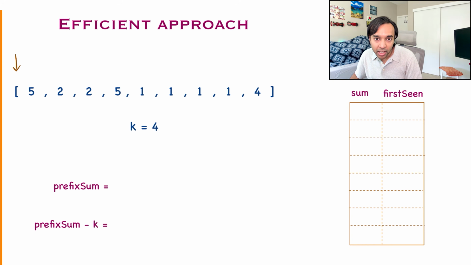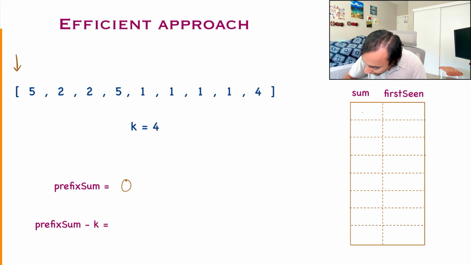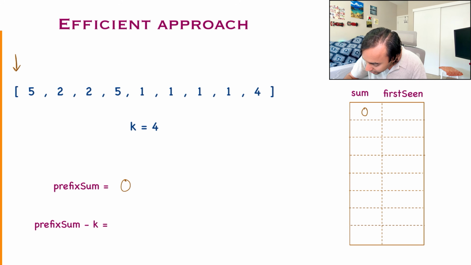I need to start somewhere. And I also need to remember: have I seen this sum before? Because that is how I will be able to compare if the prefix sum is matching prefix sum minus k. So I will maintain a map that will store all of these indexes. Where do I start? I am starting at the very first position. That means the current prefix sum is actually 0. And what is the position? The position is minus 1, because an array actually starts at the 0th index. So in my map, I will say, okay, the sum is 0 and I first saw it at index minus 1.